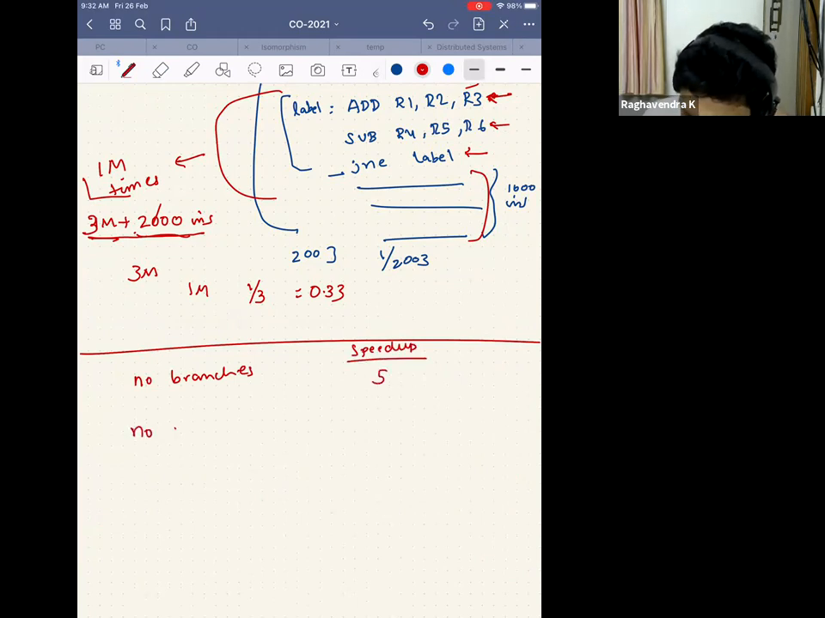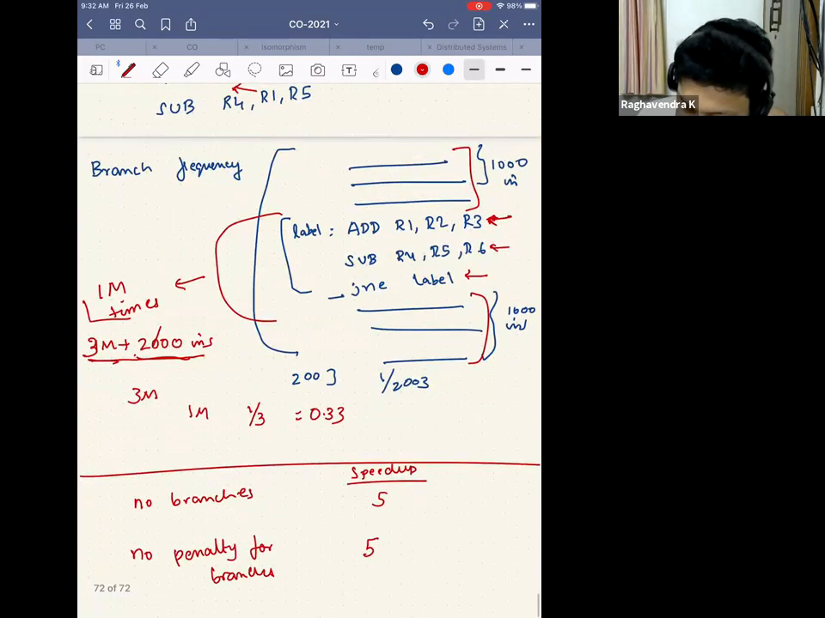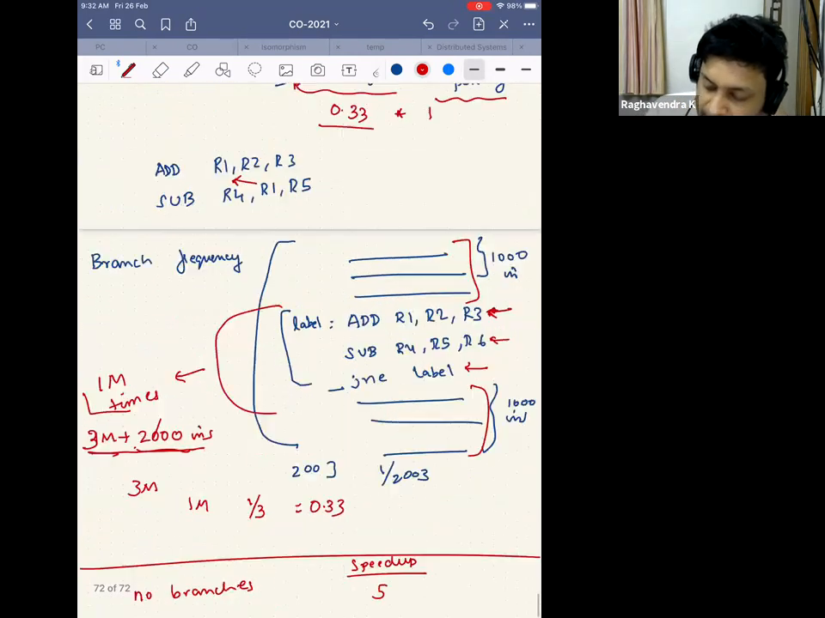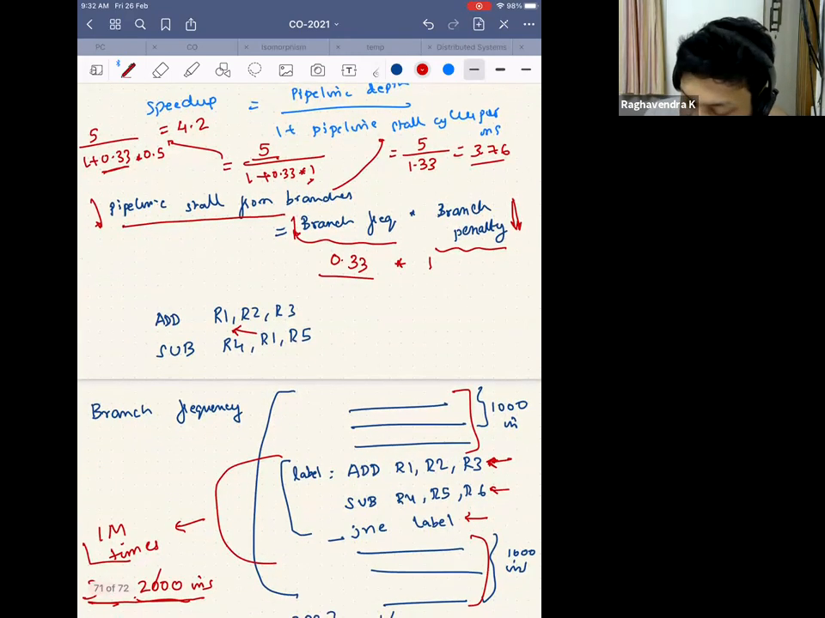Or say no penalty for branches. Somehow the pipeline is designed in such a way that there's no penalty. This is not possible, but let's say that is possible. So the speed up is still 5 because I am just doing pipeline depth divided by 1 plus pipeline stall cycles per instruction for that particular branch. On average for the branches, this will become 0. So pipeline speed up is nothing but the pipeline depth.